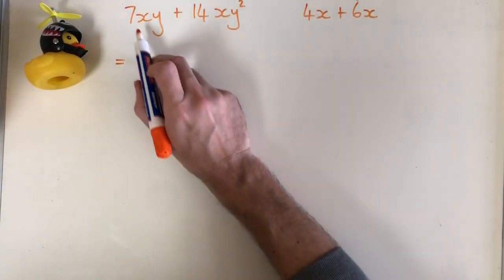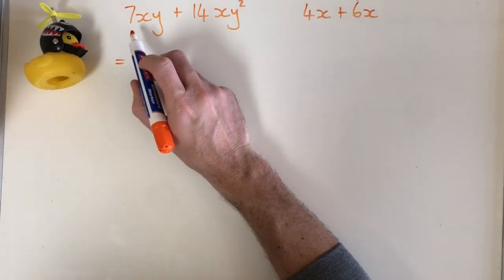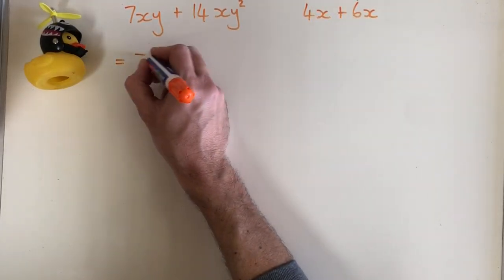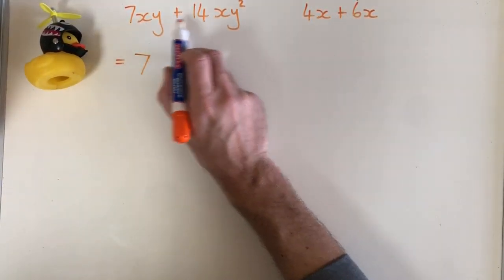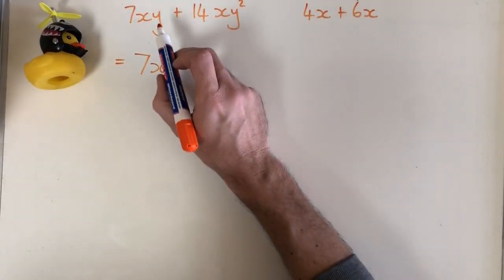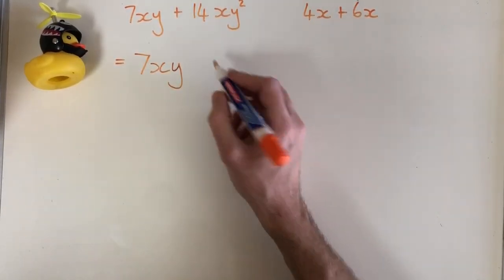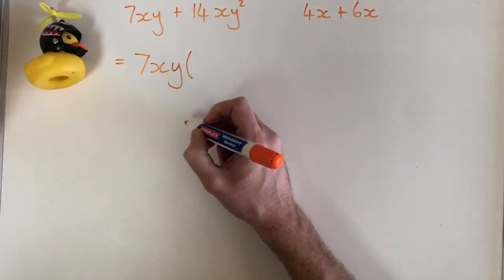For this one, to factorize, I can look at the numbers first. Is there anything common between 7 and 14? Or is there a number that can go into 7 and into 14 without a remainder? And that answer is 7. Then next I look at the x. There are x on both sides, so I can take out an x as well. And then the y, there's a y common on both as well, so I can actually take a y out, but only one, because there's only one here, and there's 2 there. And then I can open my next bracket.